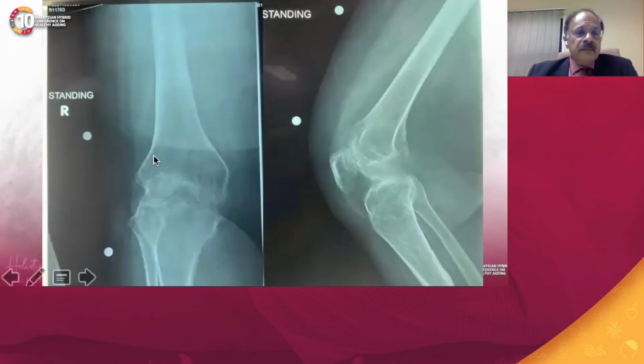Okay, this is another right knee. You can see how bad it is, there's hardly any space in between, and the patient is in severe pain. That's the AP view and the lateral view. I've got a little video of this lady walking.